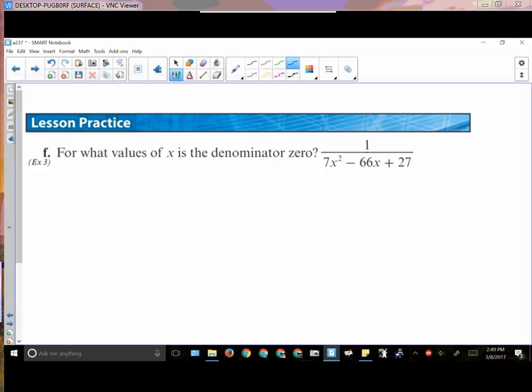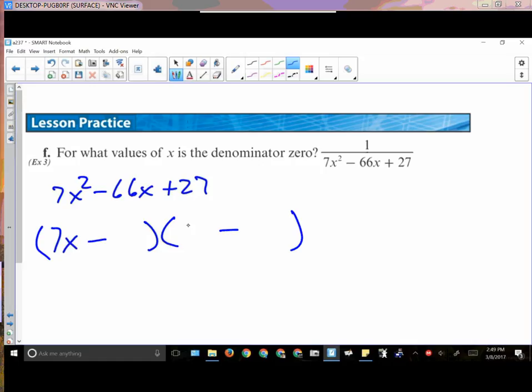Okay. So, in that case, I'm going to take 7x squared minus 66x plus 27. I need to factor this thing out. I know that I am going to have a 7x here. That I know. This is positive. That's negative. So both of these have to be negative. So I know them that far. What I need to identify now are things that get me to 66 that are also in that 27 with that 7.